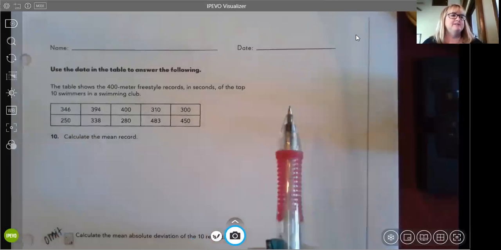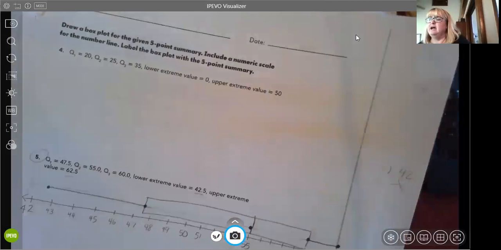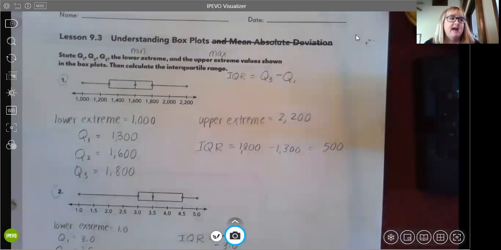All right, class, that was a crash course in box plots. But I hope you get a sense of what a box plot is, what you need to make one, and then how to make one.